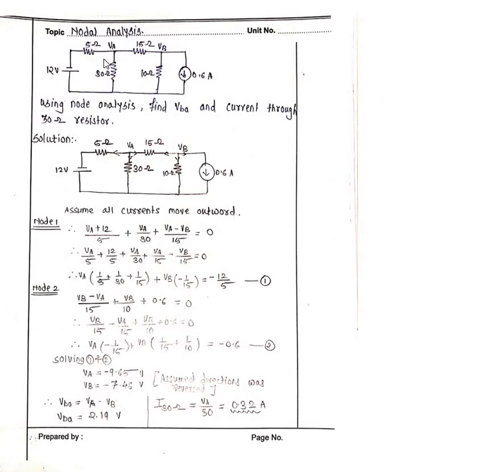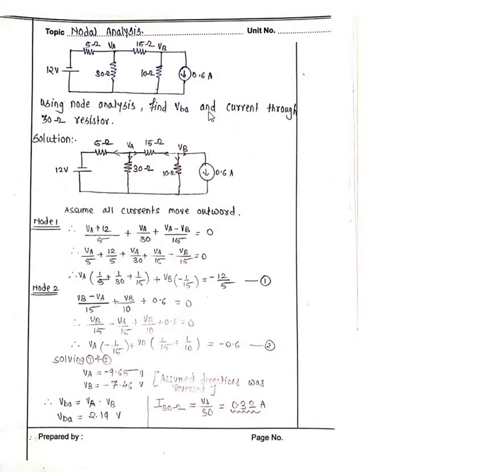Here, where is a node? This point is a node and this point is a node. So using node analysis, find VAB. They will ask you to first find VA and VB. We find the VA equation and the VB equation, and then VAB is equal to VA minus VB. Then you find the VAB equation like that.